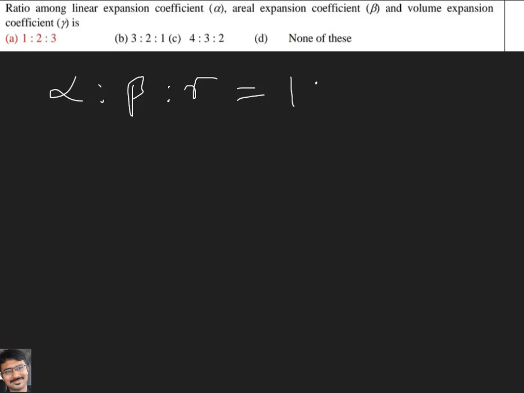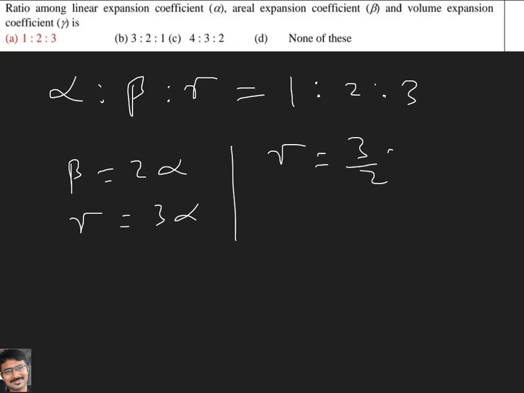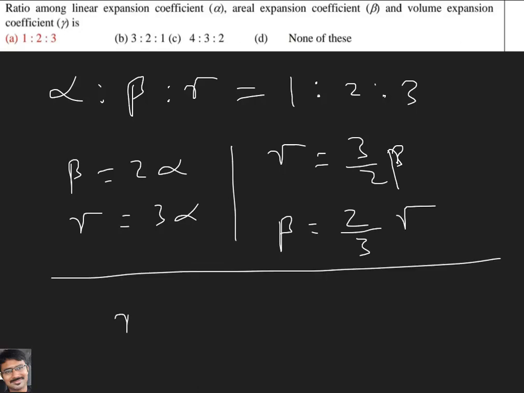For this problem we know the relation, this one already discussed in detail, so it is very simple. If they ask beta and alpha, beta is equal to 2 alpha; gamma and alpha, gamma is equal to 3 alpha; and gamma and beta, if you divide we get gamma equal to 3 by 2 beta, or I can write beta is equal to 2 by 3 gamma also. And one more formula I can write, gamma is equal to alpha plus beta.